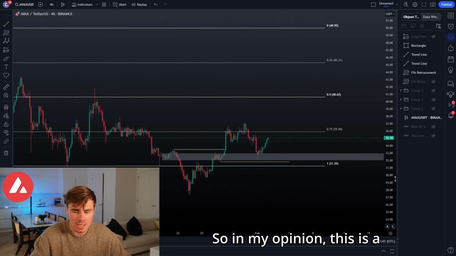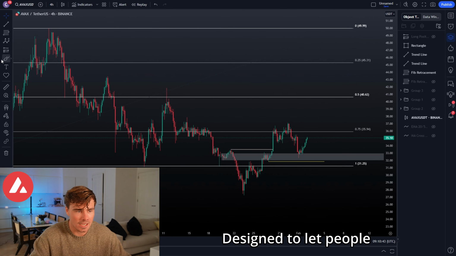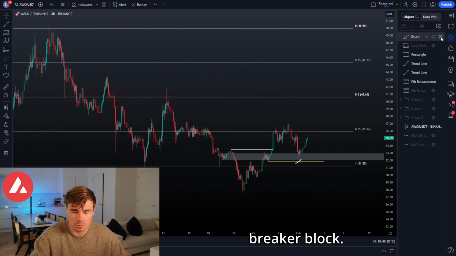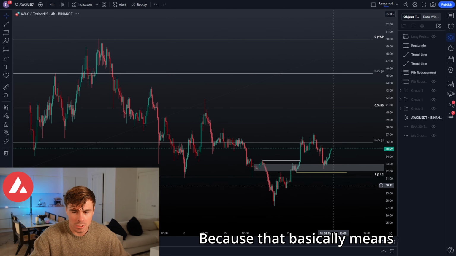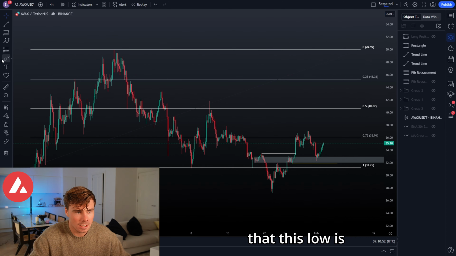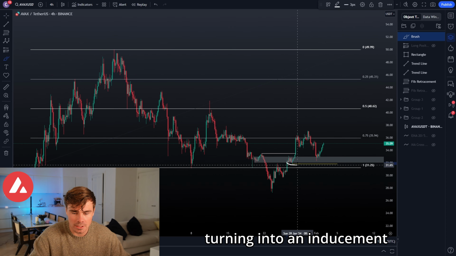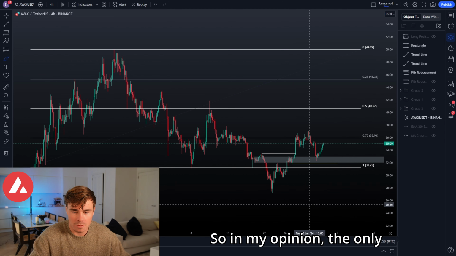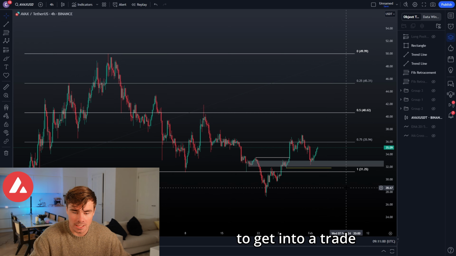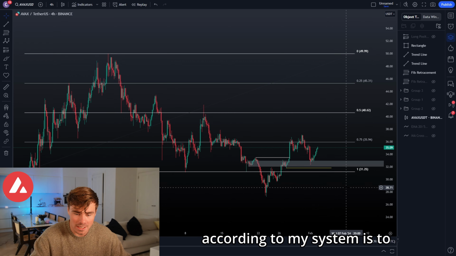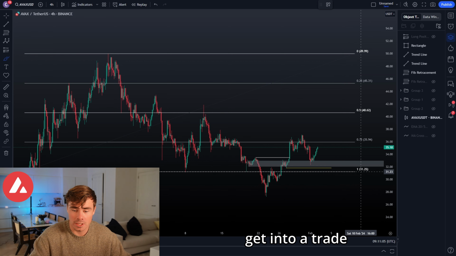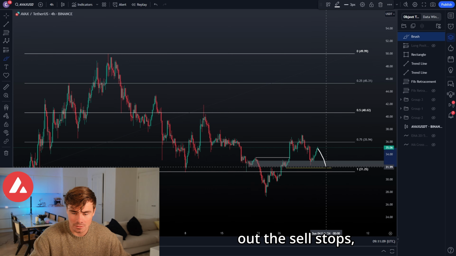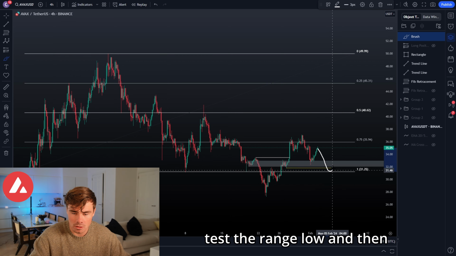So in my opinion, this is a potential bounce designed to let people FOMO into longs with their stops over here below this breaker block, and that's where it gets interesting, right? Because that basically means that this low is turning into an inducement of this pivotal range low level. So in my opinion, the only way that I'm willing to get into a trade, according to my system, is to get into a trade where other people are getting wrecked.